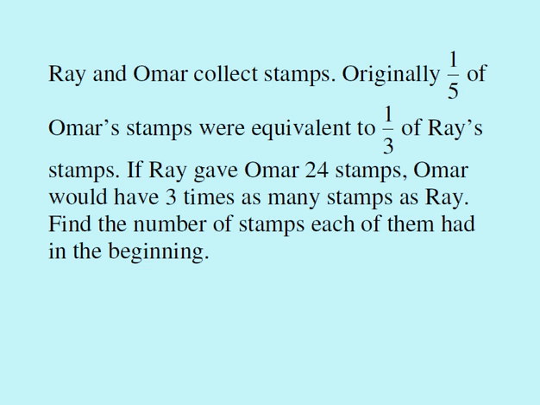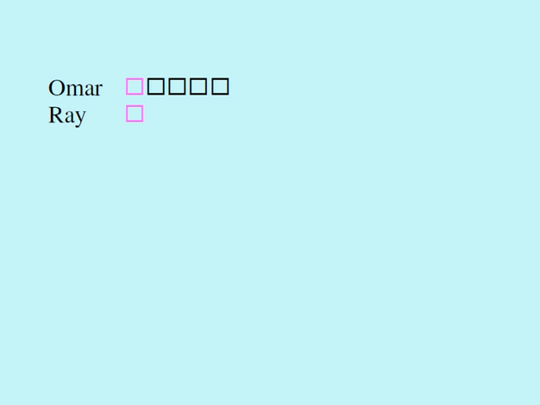We know that originally one-fifth of Omar's stamps were equivalent to one-third of Ray's stamps. So let's move on to the next slide. Let's say that this is one-fifth of Omar's stamps. I chose five squares to represent all of Omar's stamps. So one-fifth would be one out of five. Now this has to be the same as Ray's one-third. So this same symbol should be used to represent one-third of what Ray has.